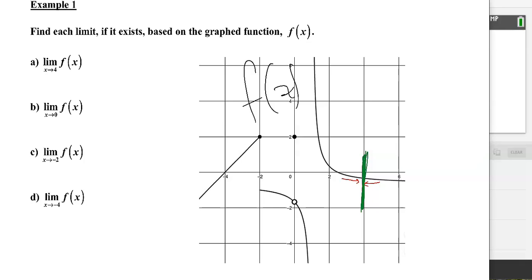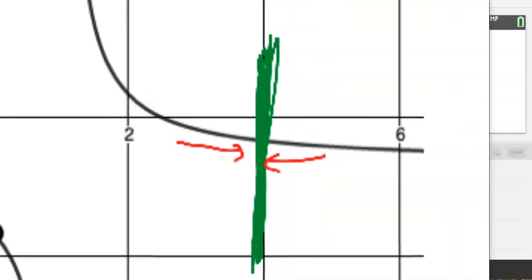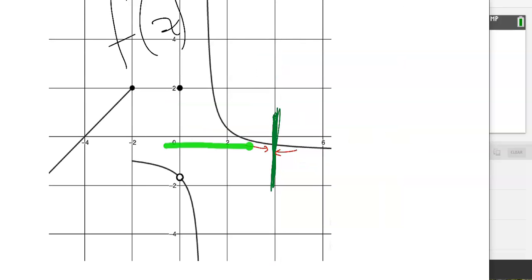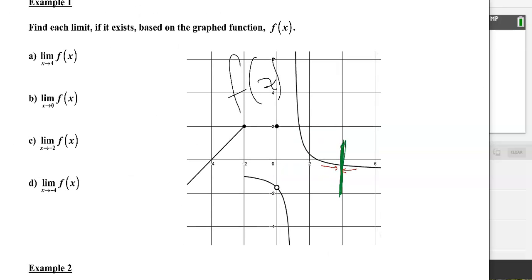My x value is approaching 4. My x's are getting really, really close to 4, so they're getting close to 4 from this direction and from that direction. The y values are getting really, really close to, I don't know, -1/2 or something like that. So from both sides, my y values are getting close to -1/2.